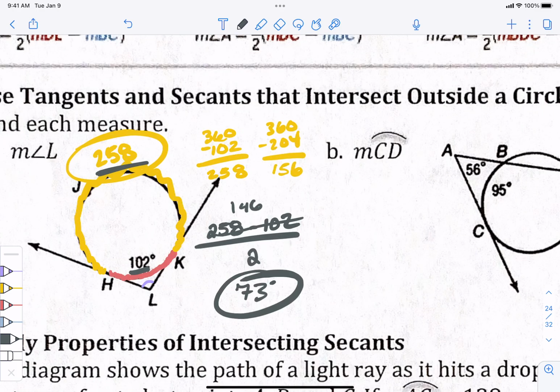Okay, there we go. Wait, is it 156 or 146? 156. Wait a second. So it's not 73 degrees. It is 78 degrees. Correct? I know, right? 258 minus 102 is 156, divided by 2 is 78. Thank you. There we go. Okay, good.